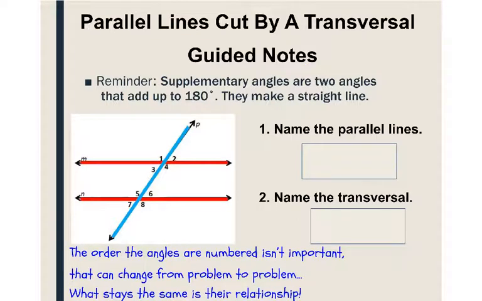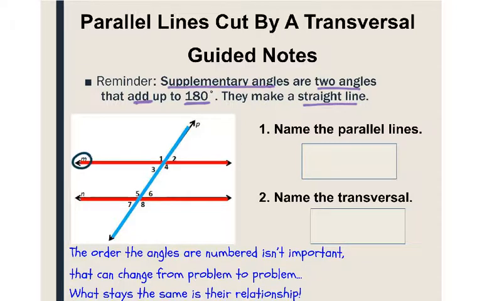So for instance, let me remind you that supplementary angles are two angles that, if you add them together, equal 180 degrees. They make a straight line. So if I add the measure of angle 1 plus the measure of angle 2, that would equal 180 degrees. Good to know. Now in this example, I'm asking you to name the parallel lines.